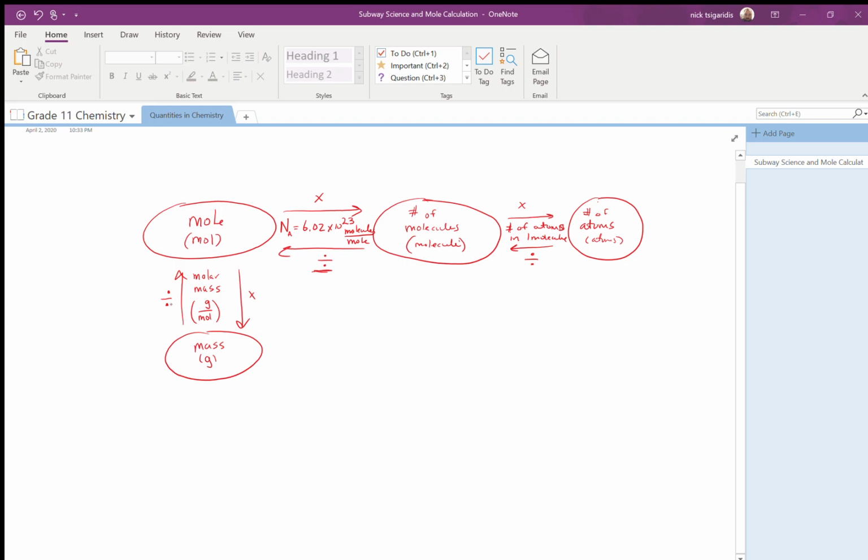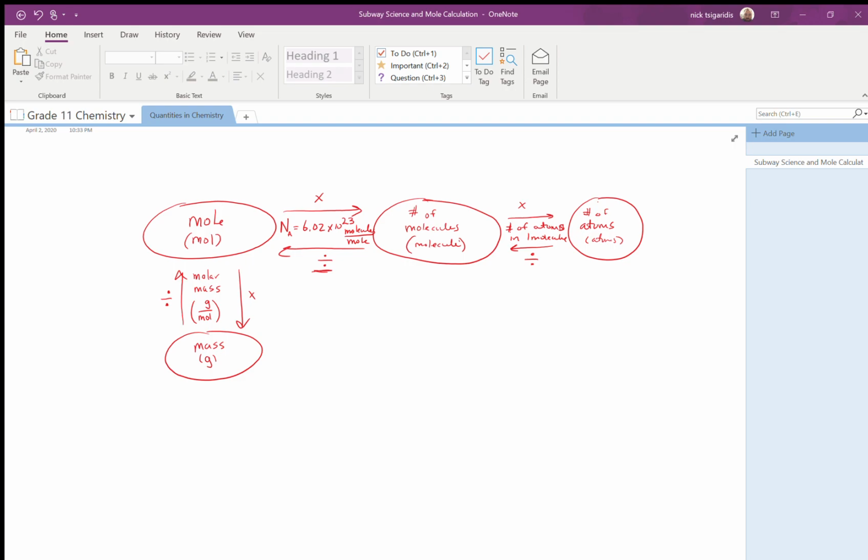I take my mass, I divide it by my molar mass. That produces the number of moles that we have here. And then for moles, I can multiply that number by Avogadro's number. That will produce how many molecules I have. And if I determine the number of atoms in each molecule, I can just multiply that number to produce the number of atoms. And so you can see it's an easy flow chart. It's an easy way to determine this.